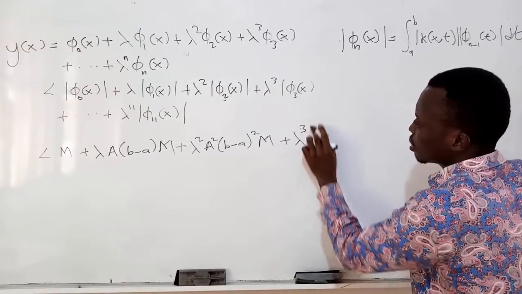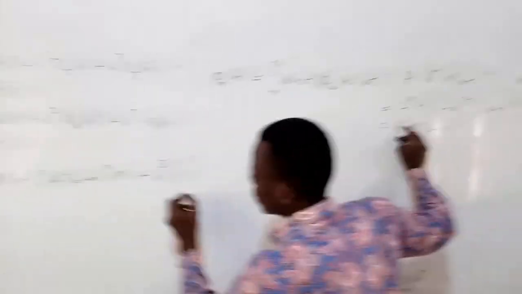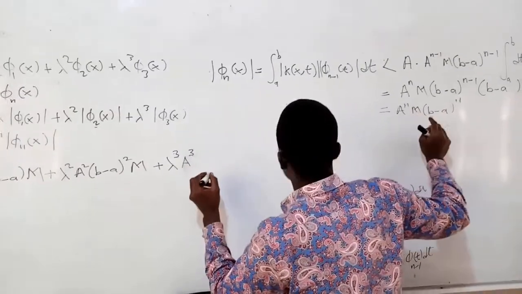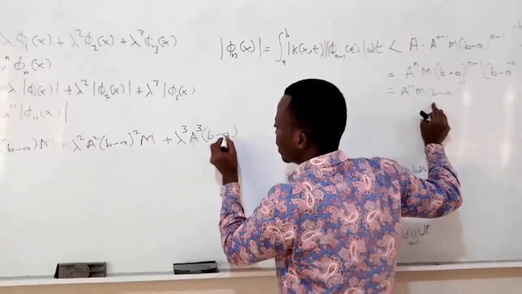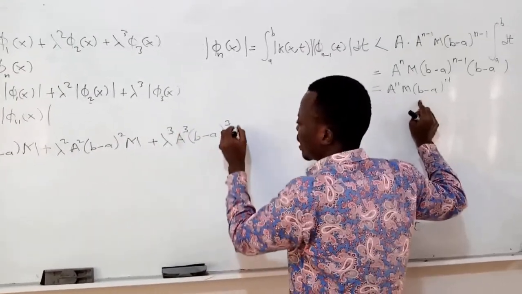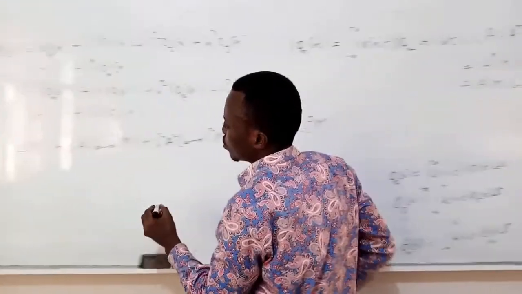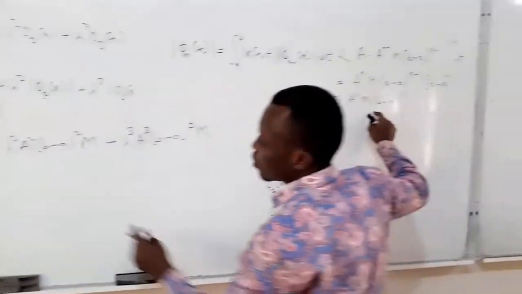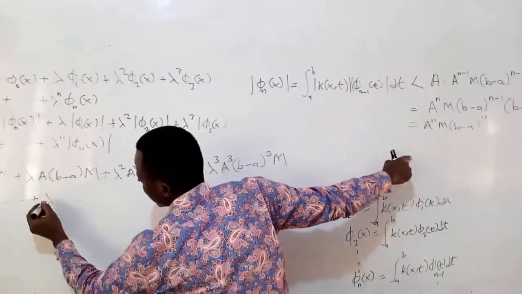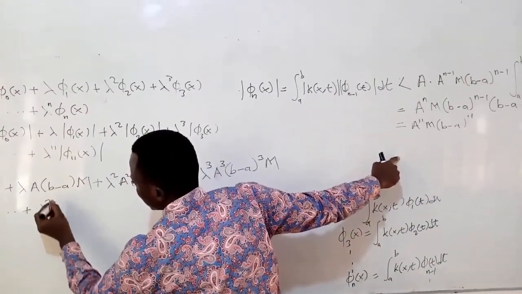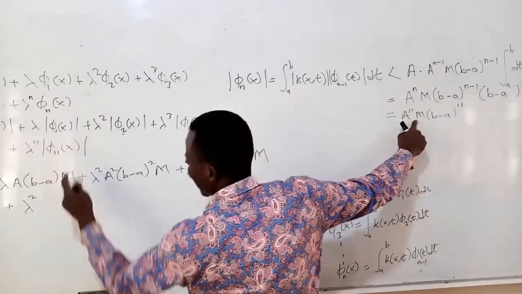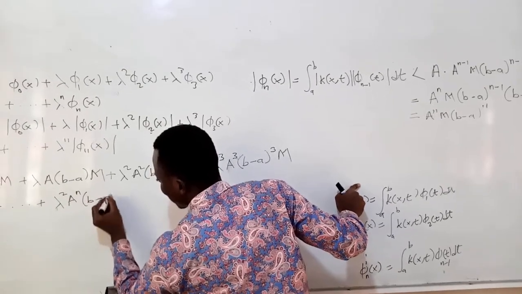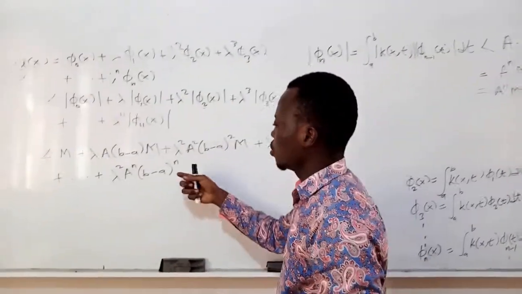to bracket, times what? Oh, this is 3. That's like a raised to the power 3, to bracket b minus a raised to the power 3, then my m, plus dot dot dot plus, then you are having this lambda n. This is bounded by, instead of a, a raised to the power n, then b minus a raised to the power n times our m.